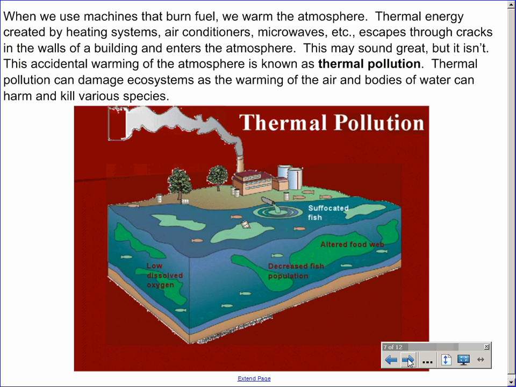When we use machines that burn fuel, we warm the atmosphere. Thermal energy created by heating systems, air conditioners, microwaves, etc., escapes through cracks in the walls of a building and enters our atmosphere. Now this might sound great, but it isn't. The accidental warming of the atmosphere is known as thermal pollution. Thermal pollution can cause damage to ecosystems, as the warming of the air and bodies of water can harm and kill various species. So this thermal pollution can kill ecosystems. Kill ecosystems, you damage our planet.